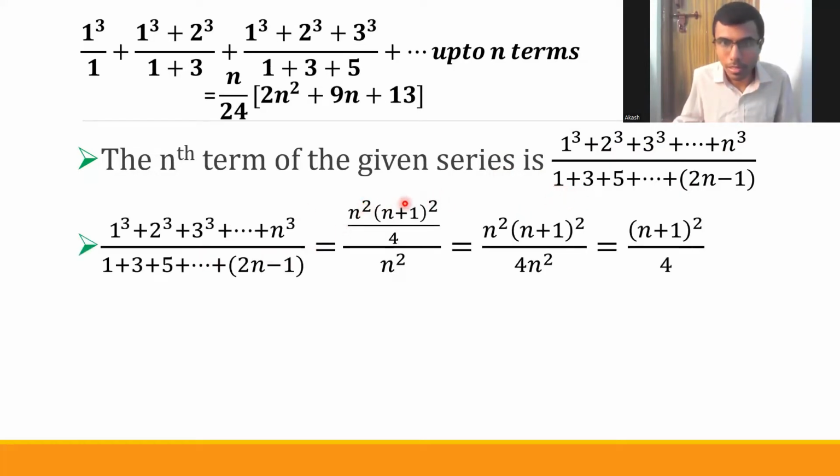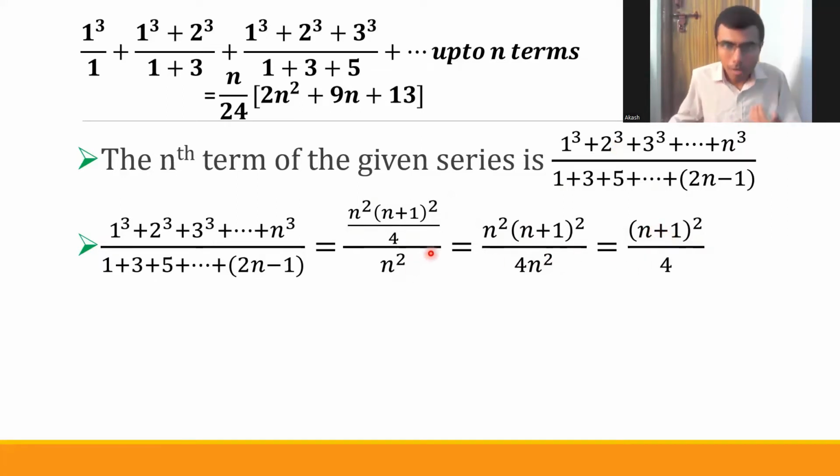This would be nothing but n square into n plus 1 whole square by 4, and the denominator is n square. So this will be multiplied with 4. I'll be getting something like this, n square would get cancelled, and ultimately I'm left with n plus 1 whole square by 4. See, such a complicated one reduced to this.